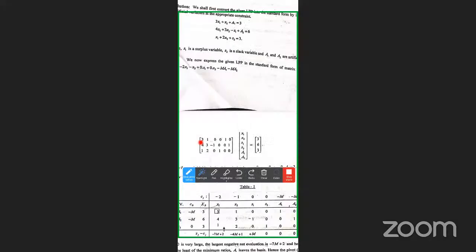There is no S in the second equation here. There is no S2, 0. And A2 is there, 1. Next, last is 1, 2, 0. S2 is there. S2 is nothing but coefficient 0, 0.